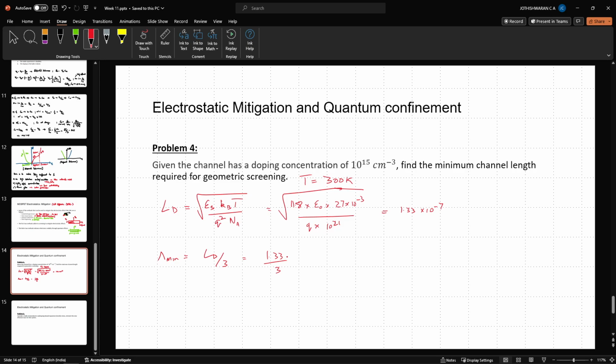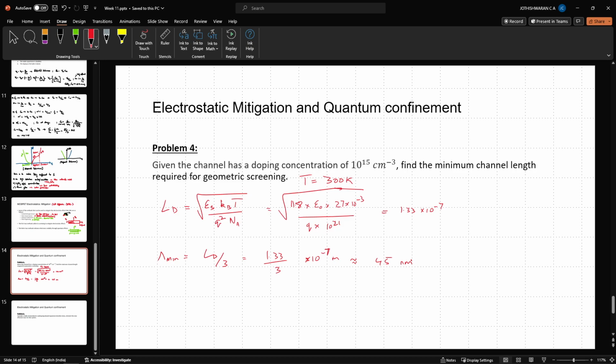So that's approximately 0.45. So that will come out to be 0.45 into 10 to the power minus 7 meters, which is 45 nanometers. So for this kind of a device, we will definitely have to have a channel that is in the nanometer regime.